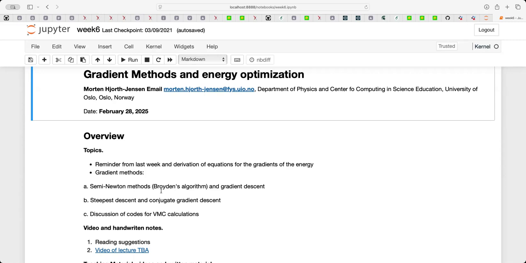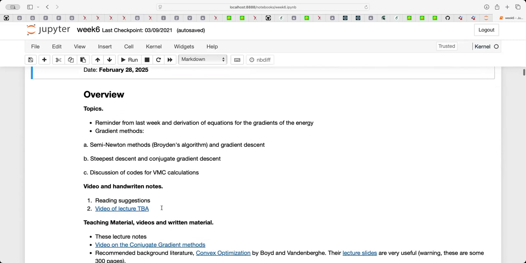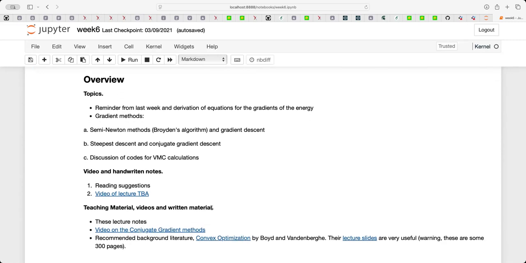So the steps today are first a reminder of what we had last week, with the basic derivation of Newton's method, which is based on a Taylor expansion of the energy around an optimal value for the parameters. And then we are going to look at these methods, and at the end, we are going to look at the way we can implement the calculation of the energy optimization.